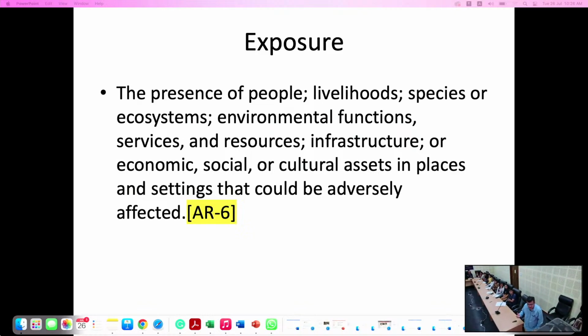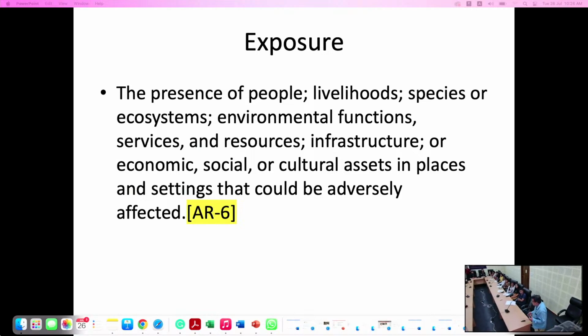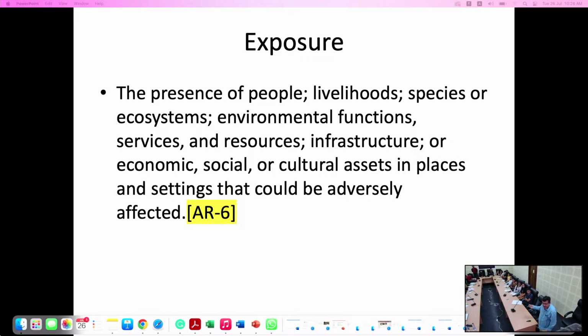The presence of people, livelihoods, species or ecosystem, environmental functions and services, right. Any resource, any natural resource, any infrastructure, it can be a house also, right, or anything, any economic, social or cultural asset. In such places and settings, that could be affected. By whom it is different, that could be affected, right.